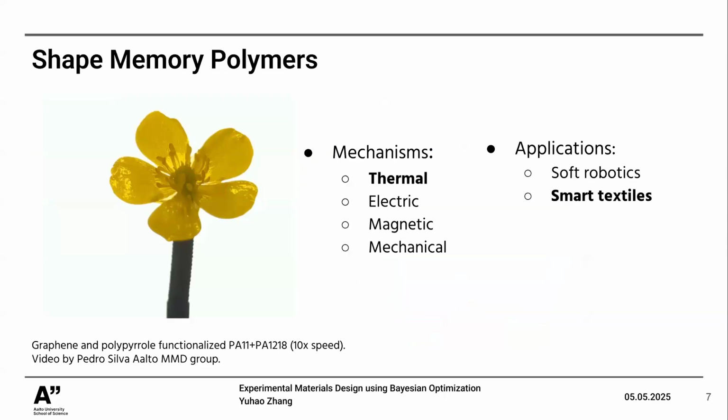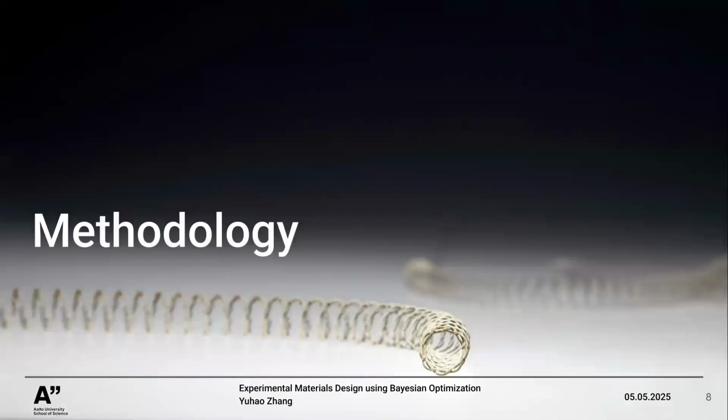Now, coming to the actual applications of where I've used this, in the field of shape memory polymers. These are polymers that exhibit reversible shape behavior. There can be many mechanisms that trigger this, such as thermal, electric, magnetic, or mechanical ones. They mostly find their applications in soft robotics or smart textiles. Within my project, our main focus was on thermally activated polymers with intended applications in smart textiles. So now going to the methodology of this project, what we actually did.